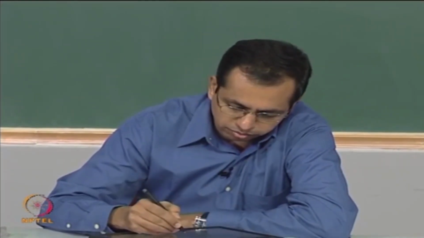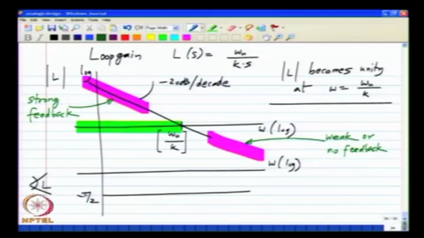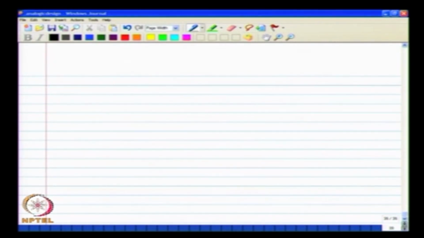And this omega u by K, I will denote it as omega u loop, okay, the unity loop gain frequency, that is omega u by K, and below omega u loop where the feedback is strong, you have almost ideal behavior. Above omega u loop where the feedback is weak, you have non ideal behavior. Okay. Consider our negative feedback amplifier.